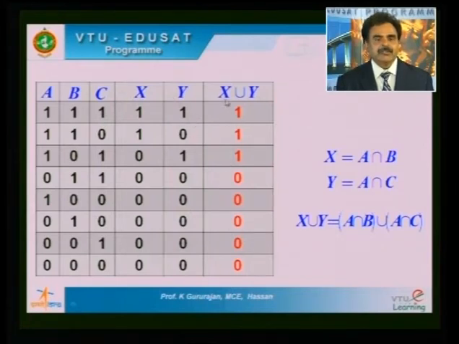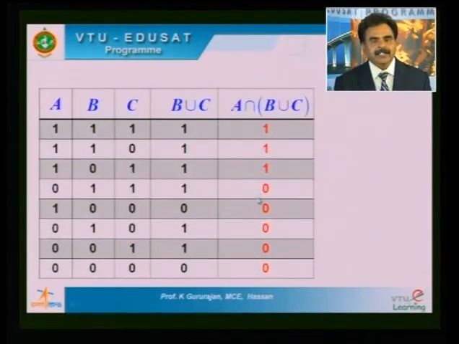Now we need to find the membership values of the set X union Y. How to find X union Y? In X and Y, wherever it is 0, we will write 0. You see, 0, 0 is 0. So wherever you have zeros in both X and Y, here also you will find 0. Otherwise, it is always 1.